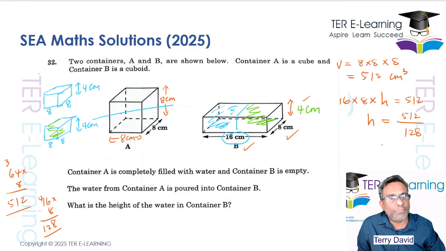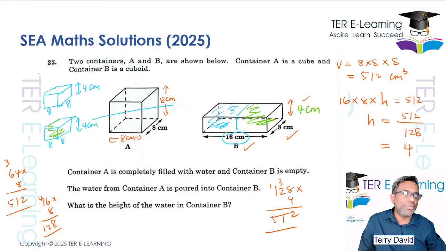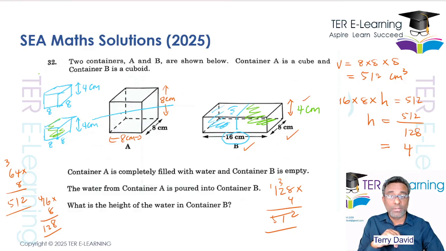And 128 can actually go into 512, and you can double check that: 128 multiplied by 4 gives 512. So therefore, it is going to be 4. By calculation, you can show that it's 4, but you can also deduce that it's 4.